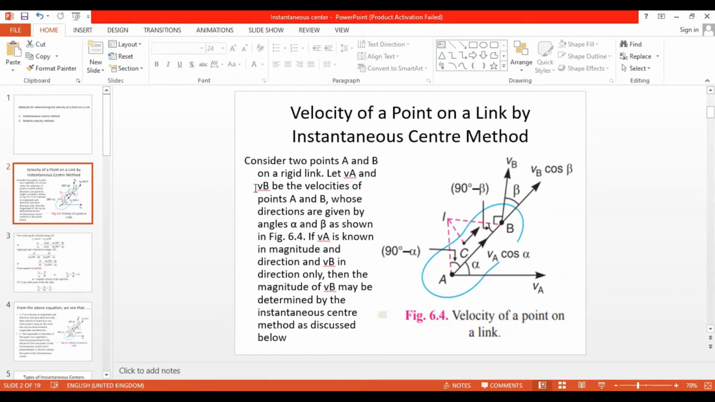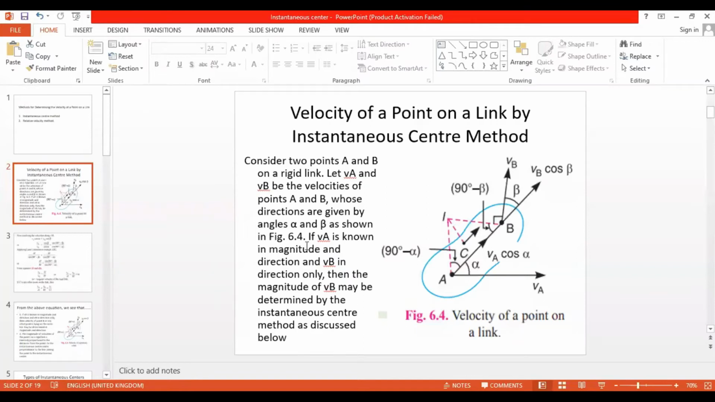Let VA and VB be the velocities of points A and B, whose directions are given by angles alpha and beta as shown in the figure. This is VA, which makes an angle alpha with AB, and here is VB, the velocity at B, which makes an angle beta with the line AB.